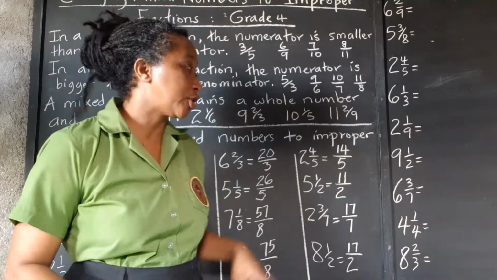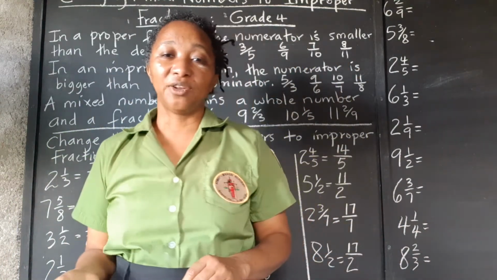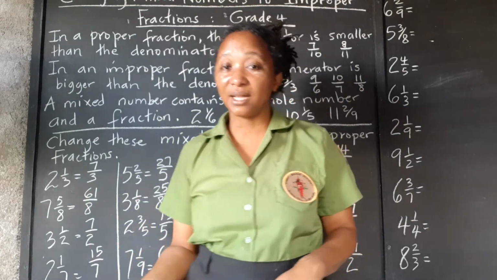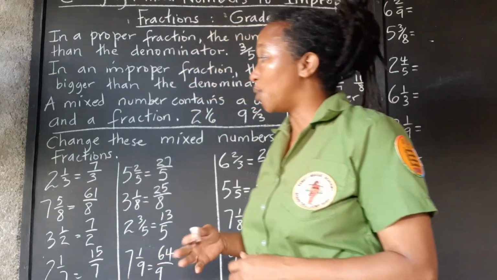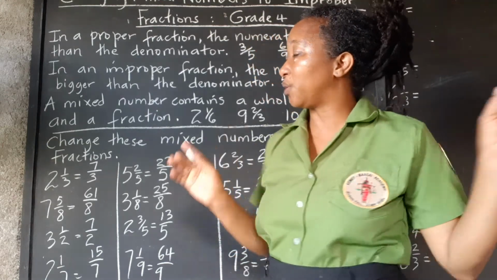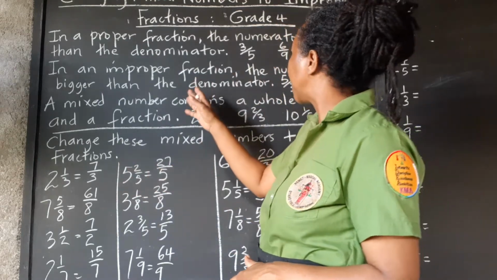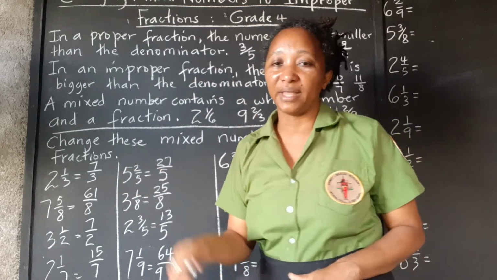Alright, so I made sure to put a good amount of them because I want you to get enough practice. It's a skill, so with practice, you become more and more proficient at it, right? So just remember, before we do the rest, let's recap the definitions. In a proper fraction, the numerator is smaller than the denominator.